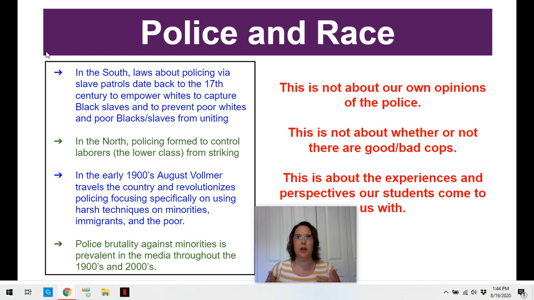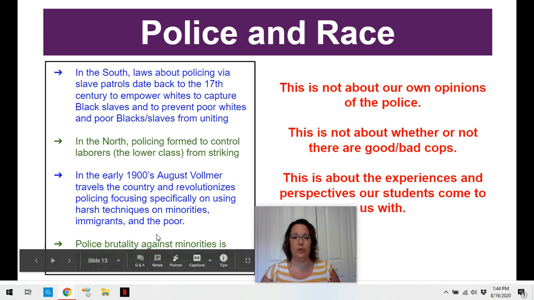So this is where our students and their families are with what policing is. They may know some very nice people who are cops. It doesn't matter. The entire policing in the United States has been based and formed in order to keep Black people and people of color at the bottom.